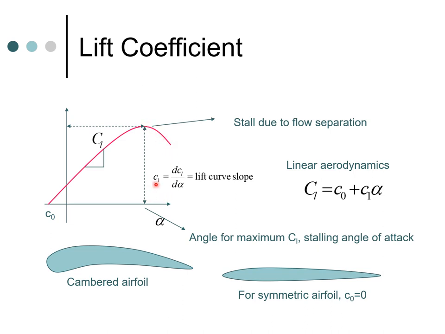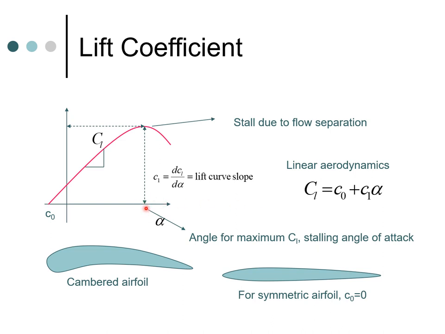Now this value, dCL by d alpha, is the slope of this line. This is a factor which plays a very important role in many aerodynamics equations. This angle where the stalling takes place is essentially the angle for maximum CL. The value where CL reaches a maximum is also known as CL max, and it typically happens at alpha stall. Alpha stall may be 12 degrees to 15 degrees, a number like that, okay?